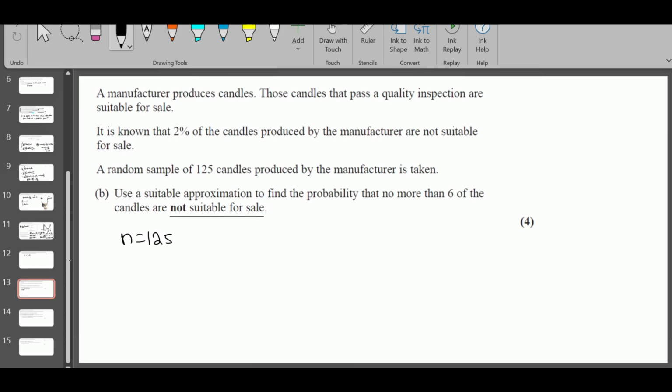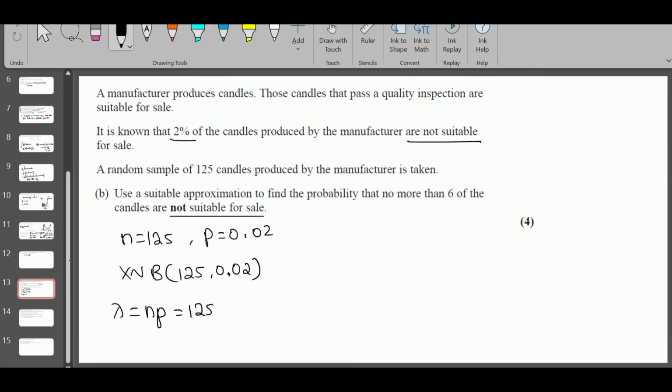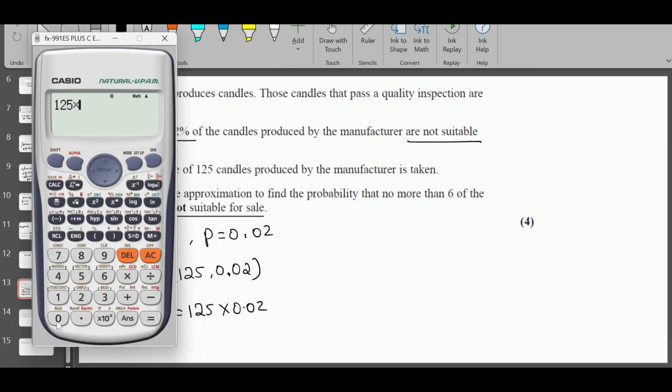This is very important because here 2% are not suitable, so we can take that as the probability of success, 0.02. So X follows a binomial distribution of 125 comma 0.02. They want us to use a suitable approximation. P is small, n is large, so we can write lambda is np, 125 times 0.02. That's 2.5.